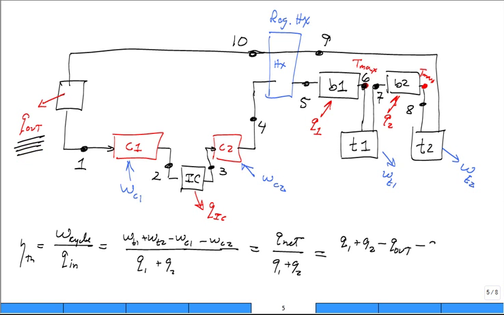Minus the Q in the intercooler. So you still have 4 terms, and you have Q1 and plus Q2. Right. So pretty good. And then each one of these you can just work out.